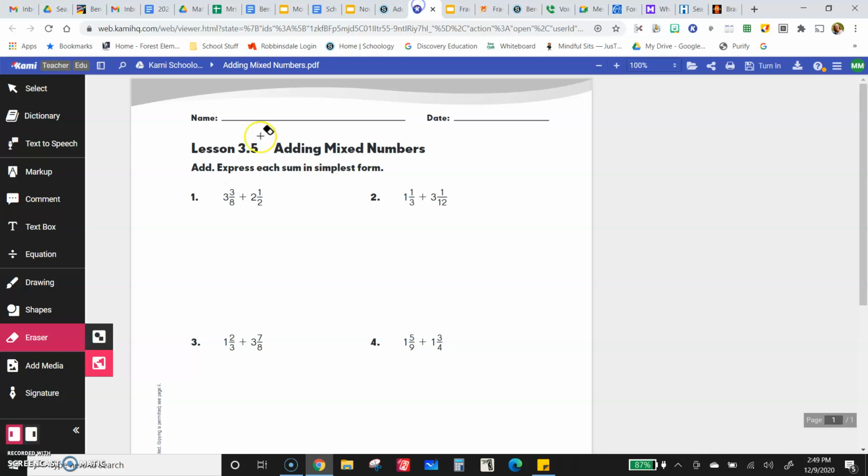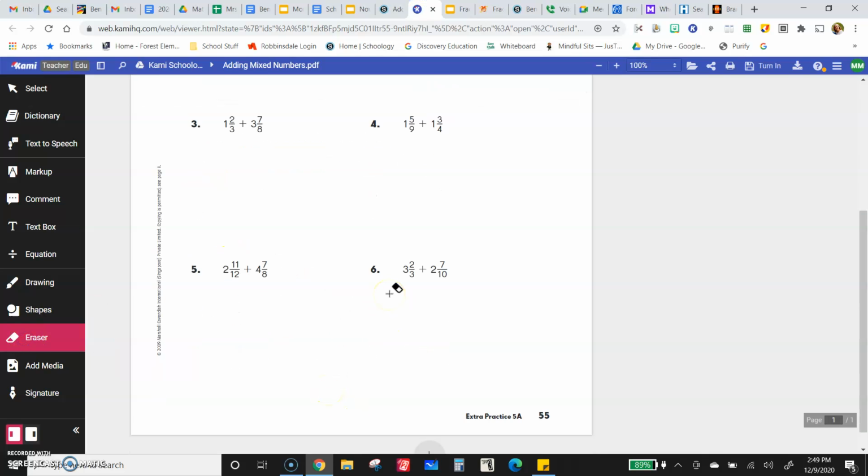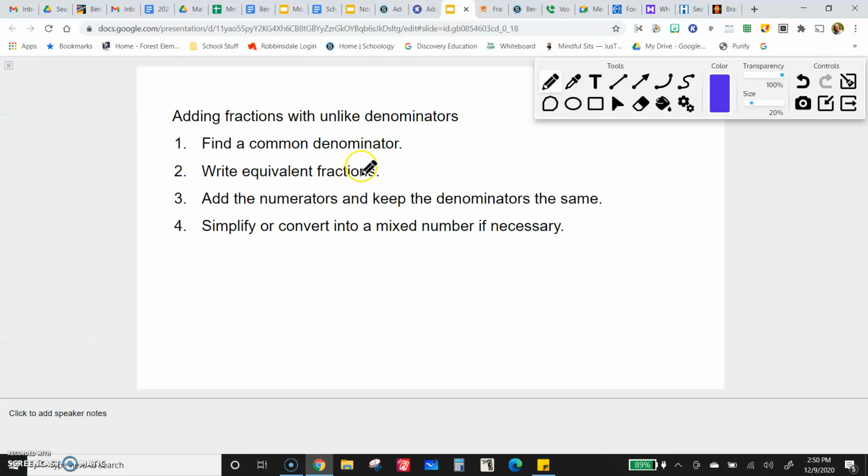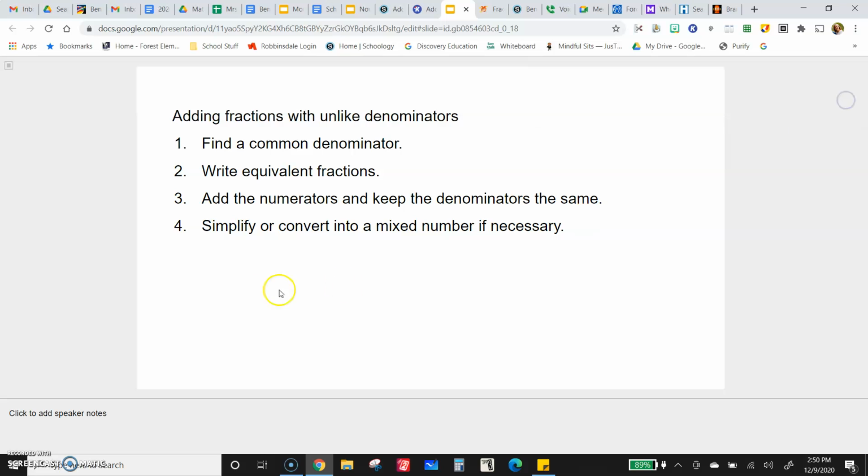Okay, so there's 6 problems on your practice sheet. I would write them vertically if it were me, and then think about finding your common denominator, rewriting the fractions, adding the fractions, then the whole numbers, and regrouping if necessary. As always, let me know if you want me to do more examples. I can absolutely help you.